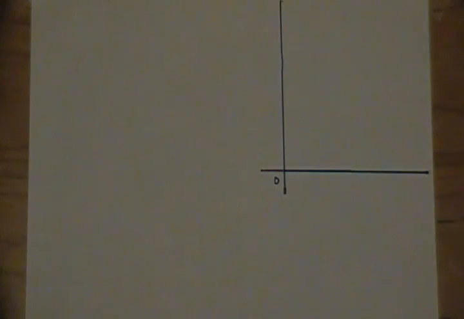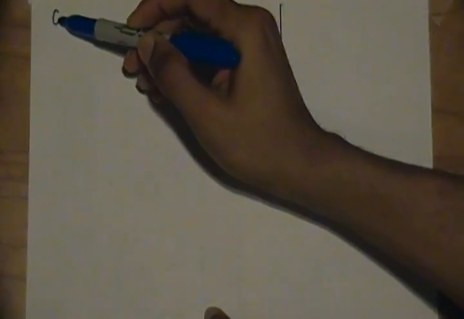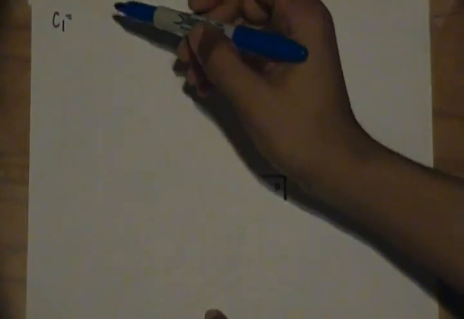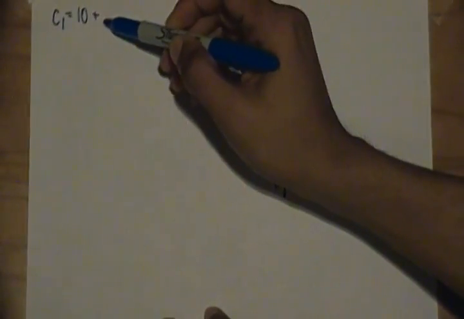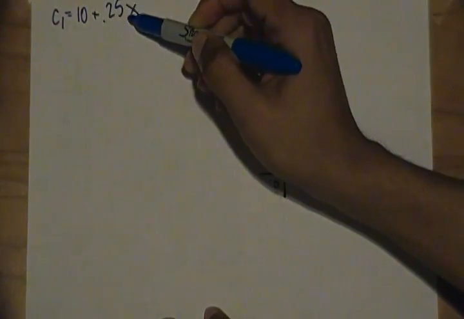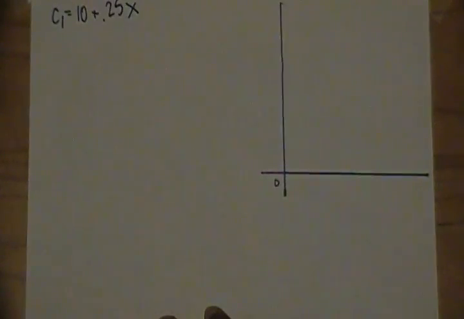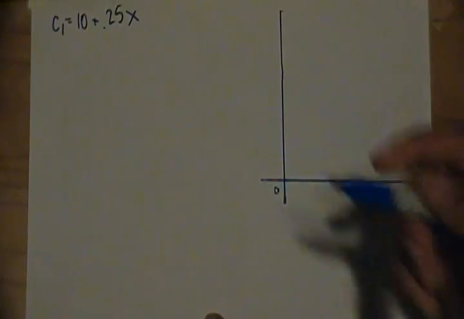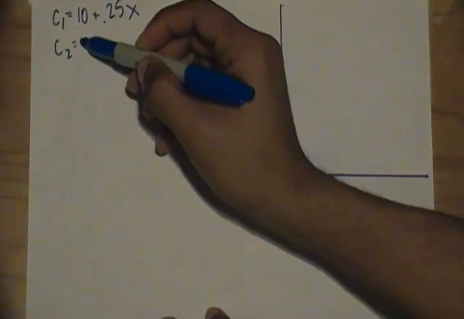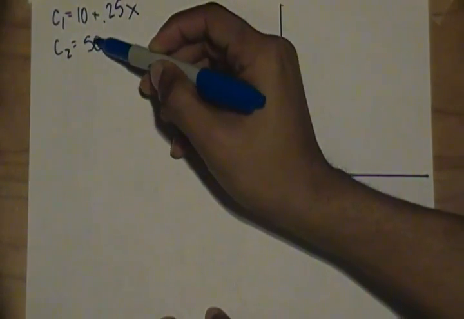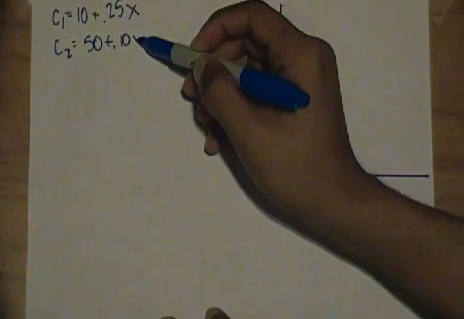So, as a model for your extra credit assignment, watch and listen to this one. It's very similar to what you're working on now. Let's say there are two companies and Mr. Taylor is trying to decide which to use. The first company says that the initial cost is $10 and charges 25 cents per minute, x representing each minute that the phone is being used. The second company's initial cost is $50 plus 10 cents per minute.